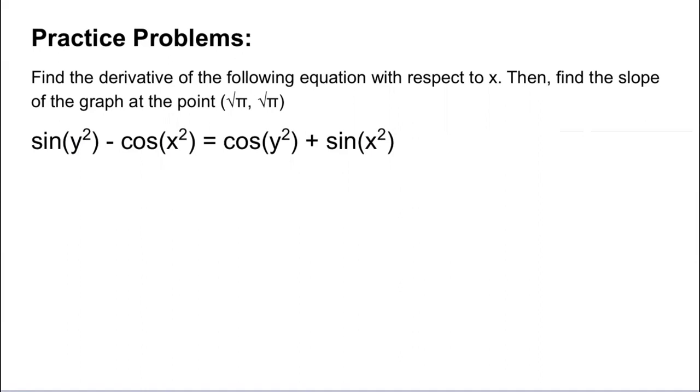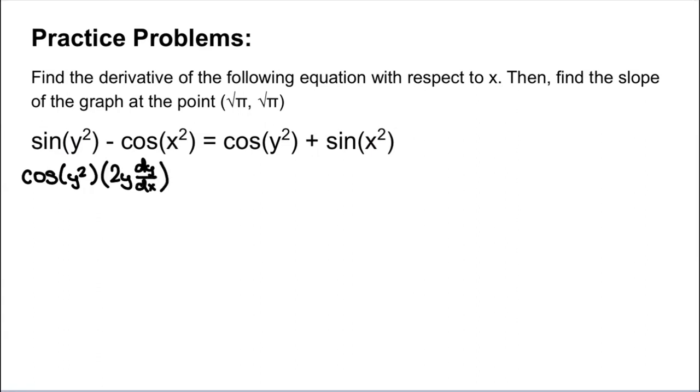So sine y squared. Well, the derivative of sine is cosine. Cosine of y squared, this is a chain rule. So we're going to multiply this by the derivative of y squared. So that would be 2y dy dx.